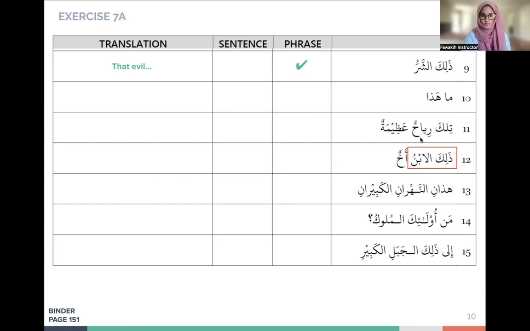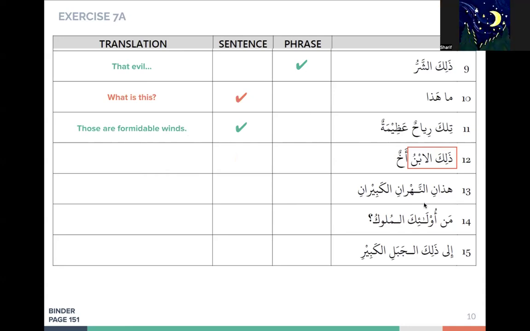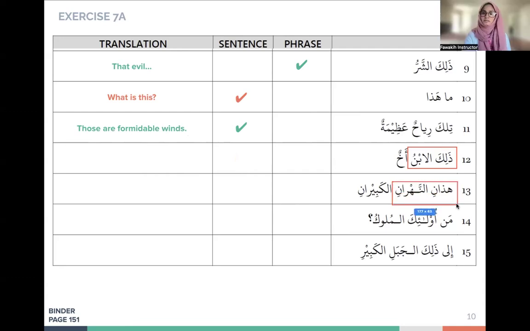So this is your khabar. You will put your "is" in there. Okay, which is going to be: those are formidable winds. Yeah, I got that wrong. In my mind, for some reason, if there is an alif lam, then you just directly put an "is". But here as well, this is also a fragment. These two rivers, these two large rivers, in fact.